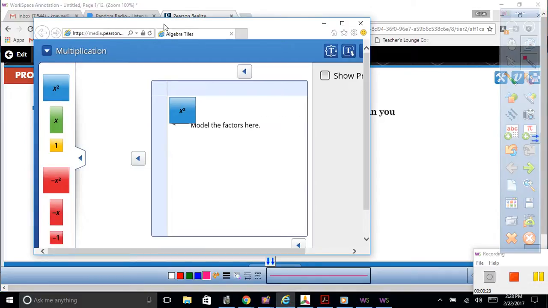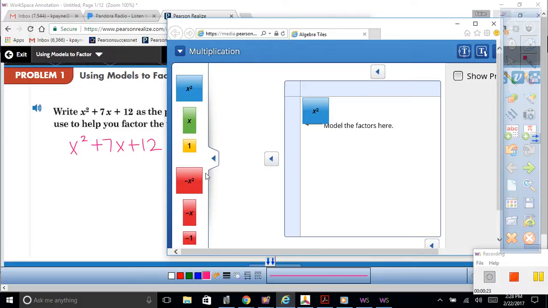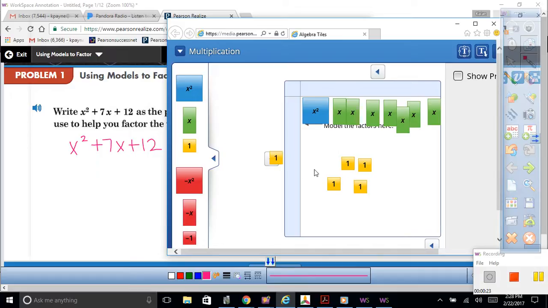Now I'm just going to do it up here instead of passing out or having Miss Lemons pass out all those algebra tiles and do all that. I'm just going to do it right here. So we just have that one x squared tile, then I have 7x tiles. So 1, 2, 3, 4, 5, 6, 7. Now we need to make this into a rectangle and also with these 12 units. 1, 2, 3, 4, 5, 6, 7, 8, 9, 10, 11, 12.